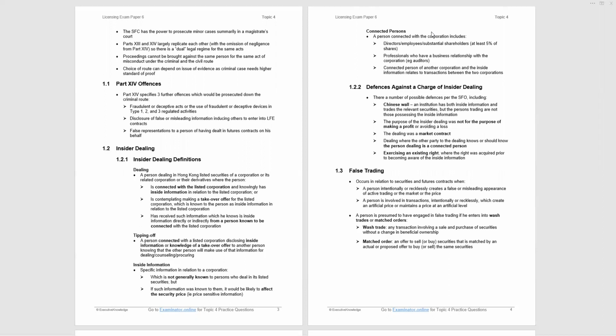Now we have the definitions of the 6 categories of market misconduct. Insider dealing, and the definitions are listed for dealing, tipping off, inside information, and connected persons, and we are alerted to defences against the charge of insider dealing.